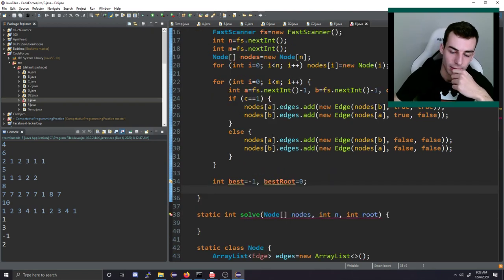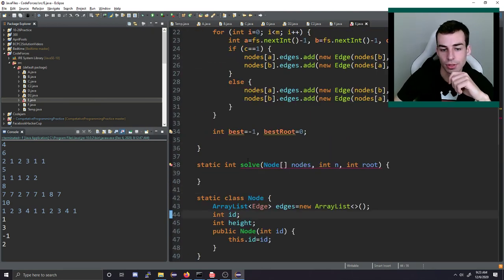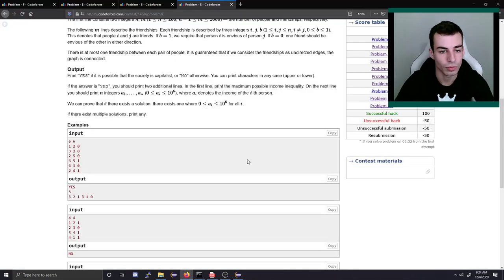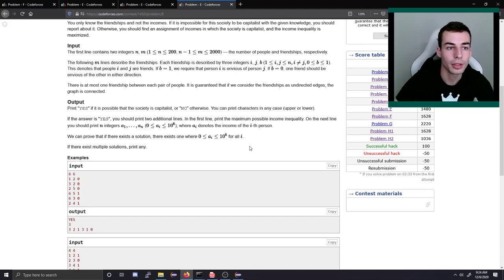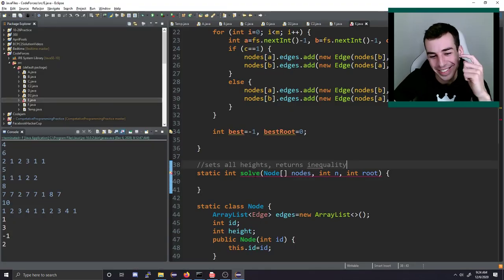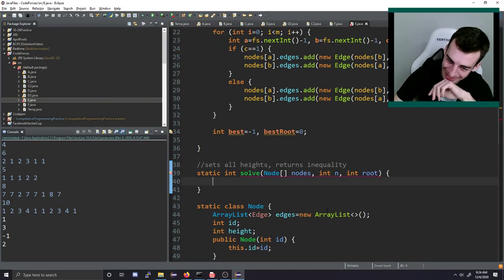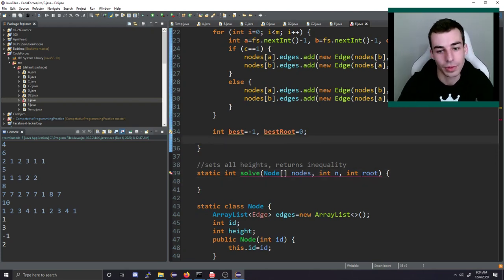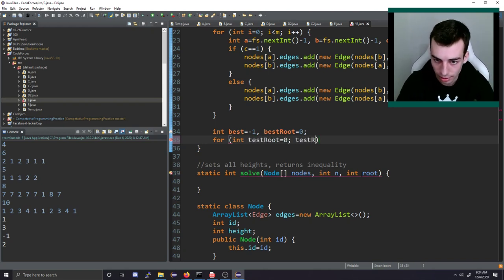Okay, so then, yeah, this sets all the heights. Returns inequality. Inequity or inequality? Why does it matter? Inequality. Worrying about the spelling of my comment. Okay, so for int test root 0, test root less than n, test root plus plus.